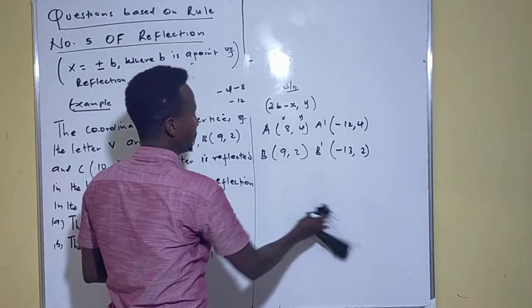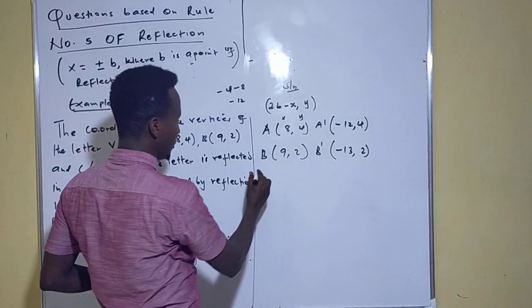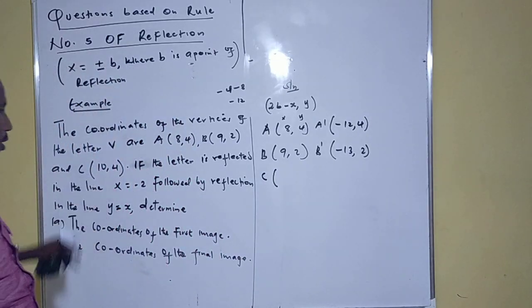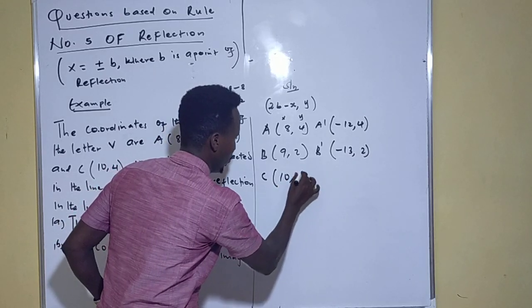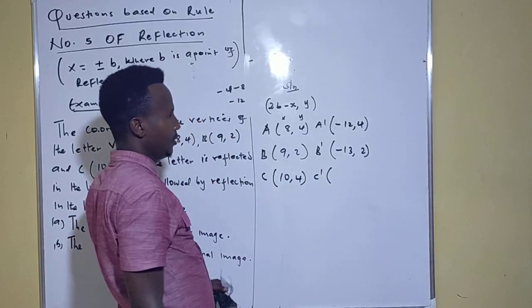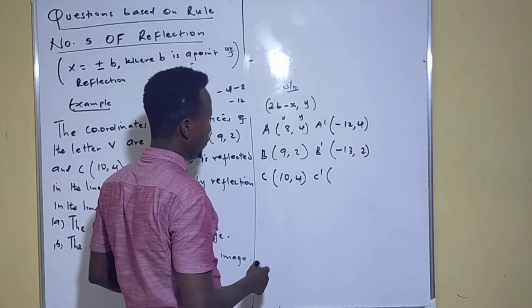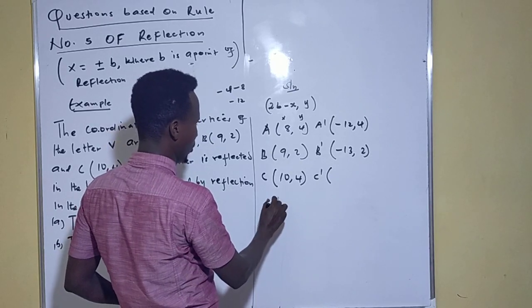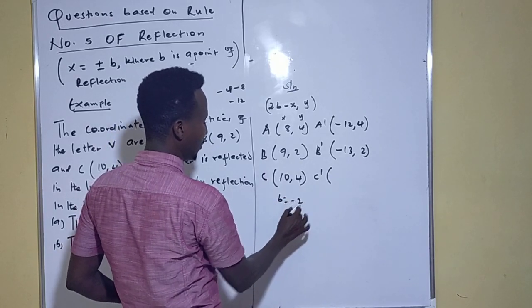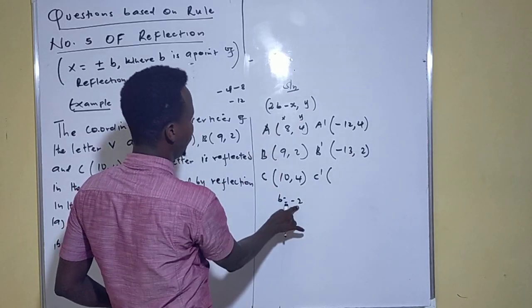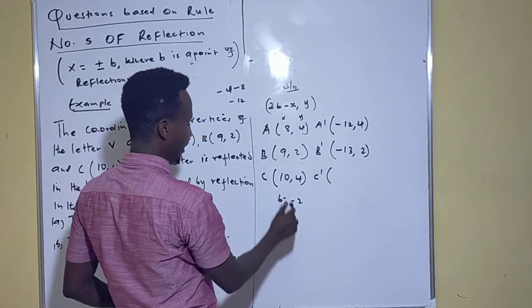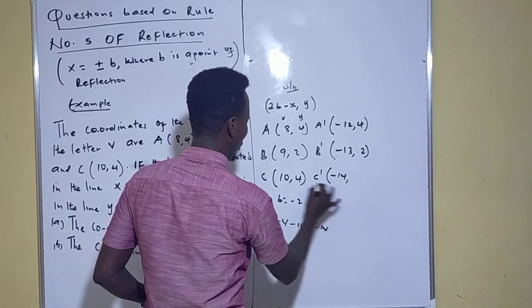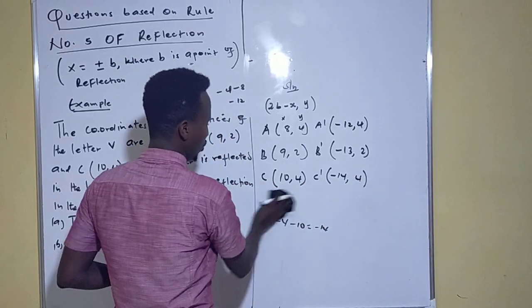Okay, let me go to C. C is (10, 4). So I want to get my C prime. You will use the same procedure. You're going to say 2b minus x. Our b is negative 2, still don't forget. So 2 times negative 2 is negative 4. Negative 4 minus 10, that is negative 14. So I'll write negative 14, comma 4, and close the bracket. So I'm done with this one.